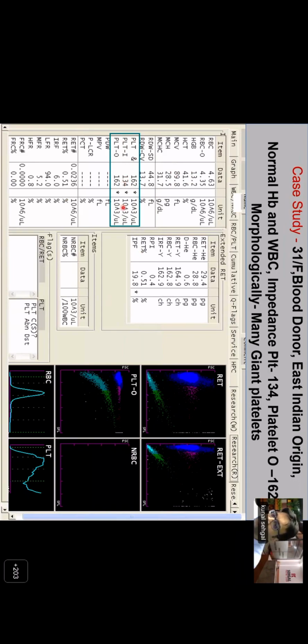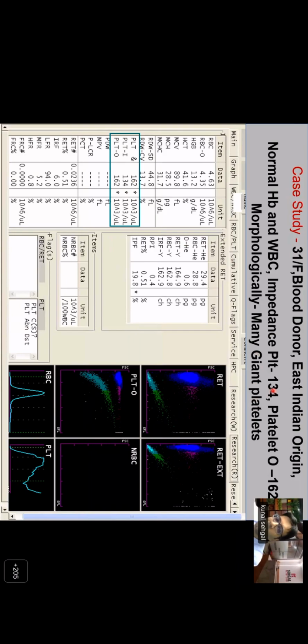Platelets are low on impedance. The graph is showing giant platelets. The optical count was more accurate and the optical count was reported. This person could donate her blood. It becomes as important as that. Again, it doesn't matter that every person is going to donate. The importance is, if you run the majority of patients of East India, you will find a difference between optical and impedance when they have this kind of condition.